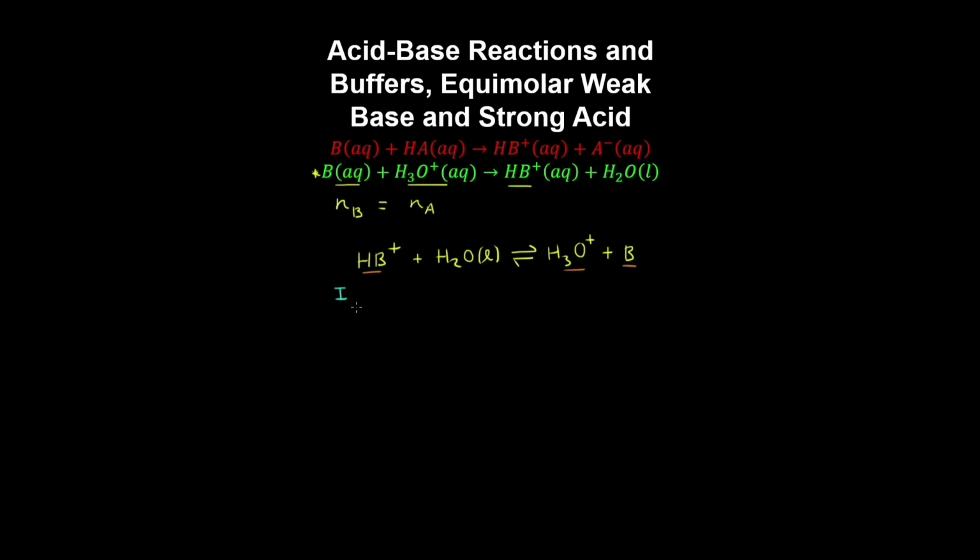And from here you can use an ice table and the acid dissociation constant to find the unknown concentration of hydronium in the solution, and from that you can find the pH, where the solution will be slightly acidic.